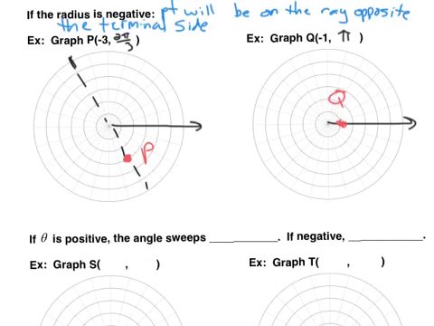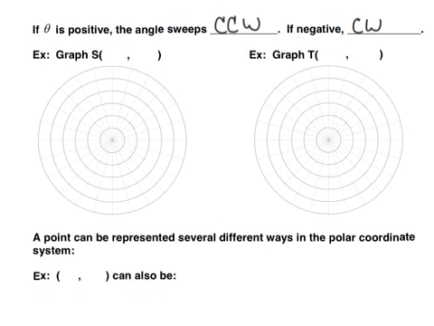And just one more thing, the way we denote the angle is the same as we've always done. If theta is positive, then the angle is going to sweep counterclockwise, and if it's negative, it's going to be clockwise. We'll talk about negative angles next. So a positive angle and negative angle tells you which way you're sweeping relative to the polar axis.